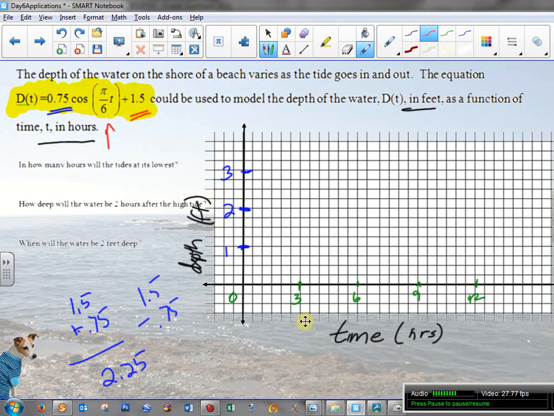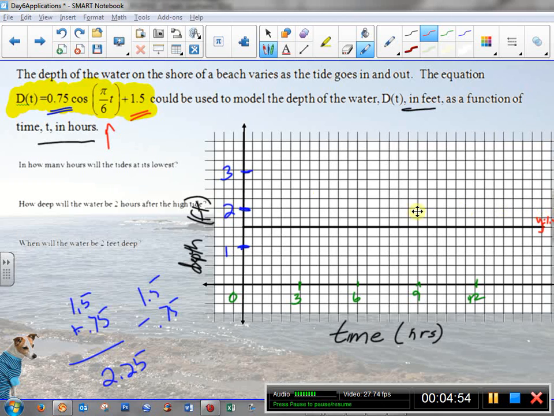I'm going to now draw in my midline. My midline is 1.5, so let me grab a line tool here, and I'll start it where 1.5 would be, and I'm going to draw a horizontal line right there. That is my new midline, y equals 1.5. You don't have to write y equals 1.5. It's already included in that equation there.